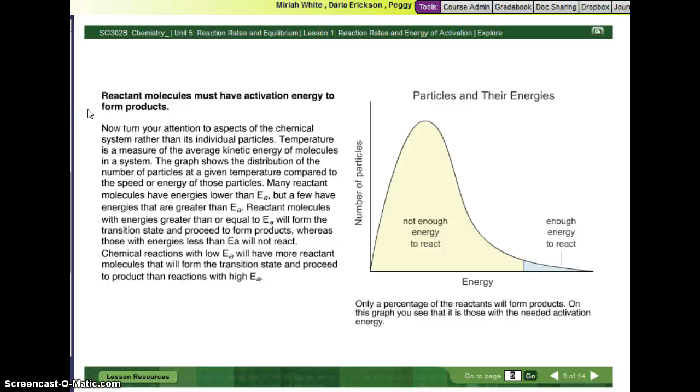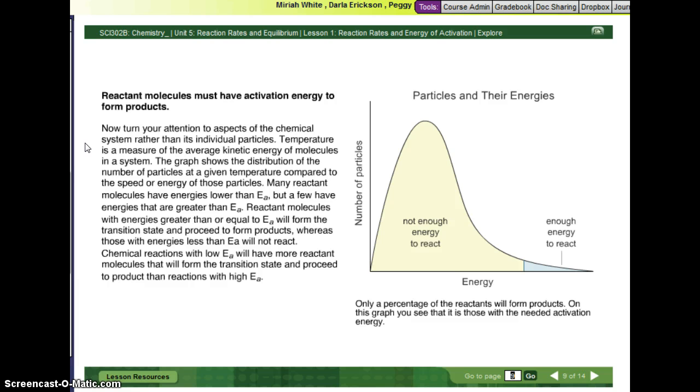This is part 2 of the 5.01 Reaction Rates and Energy. Reactant molecules must have activation energy to form products. Now turn your attention to aspects of the chemical system rather than the individual particles. Temperature is a measure of the average kinetic energy of molecules in a system.